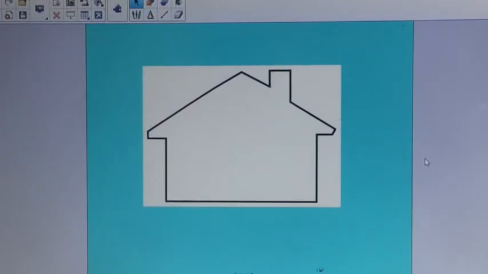Okay, our next shape is this house shape. Can you identify any lines of symmetry in this shape? Tell your grown up what you think. Is this a symmetrical shape?